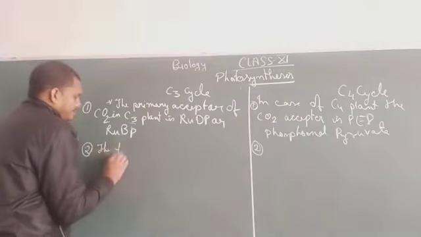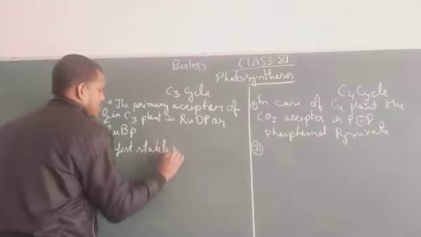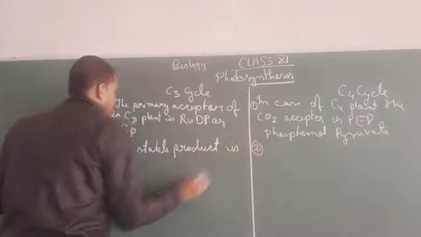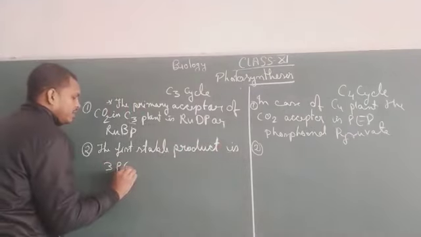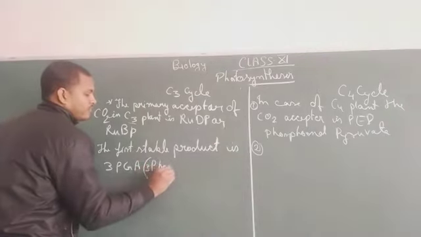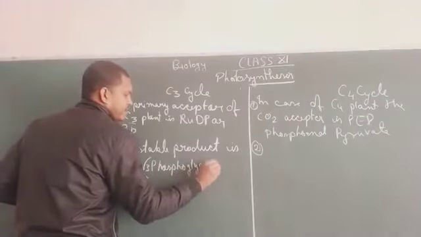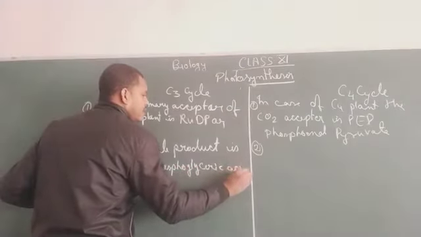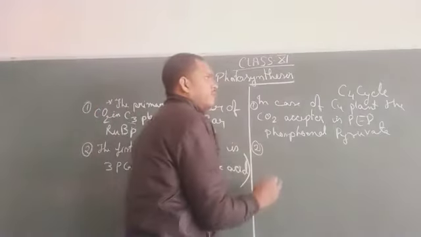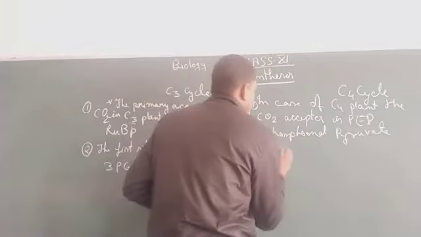The first stable product is 3-PGA, 3-phosphoglyceric acid. Okay, the first stable product. In case of C4 cycle, the first stable product is oxaloacetic acid.